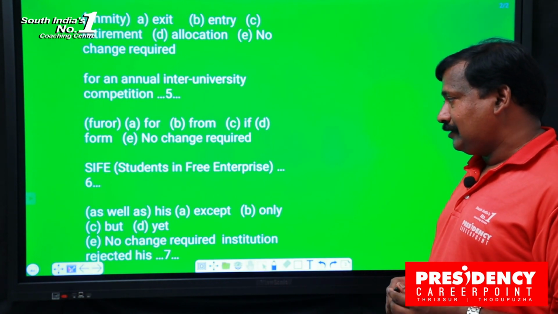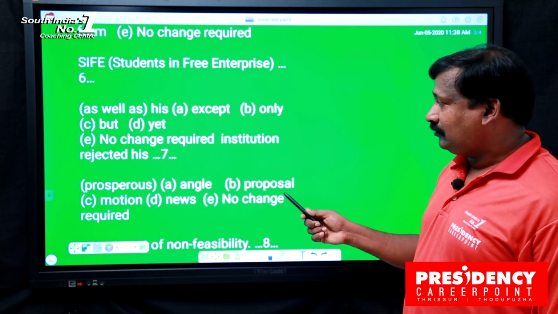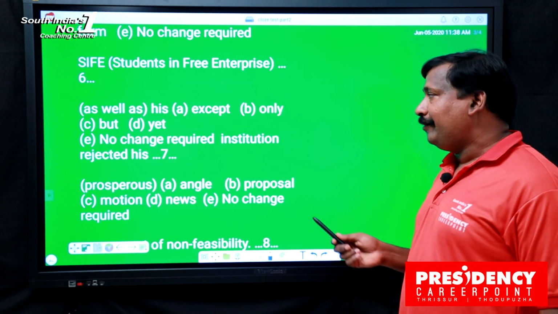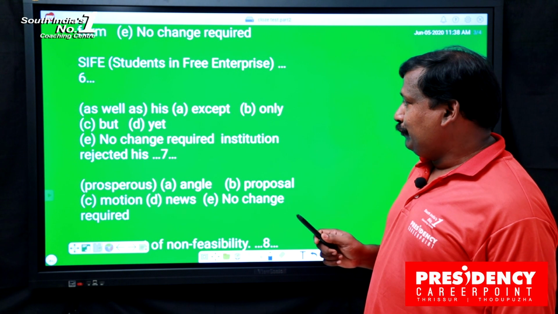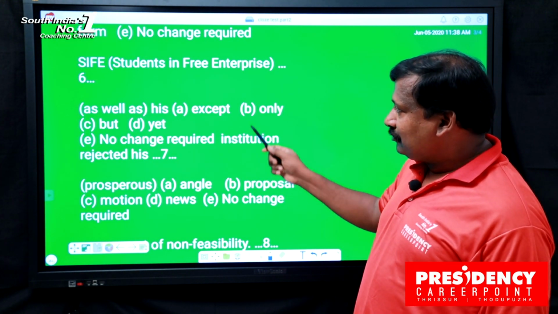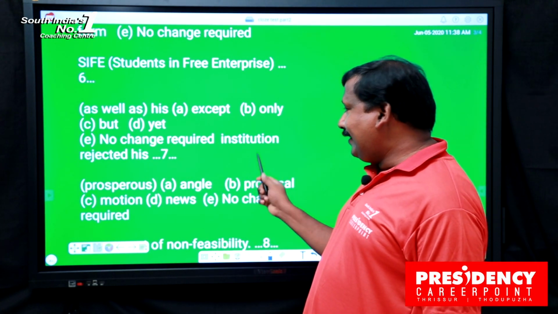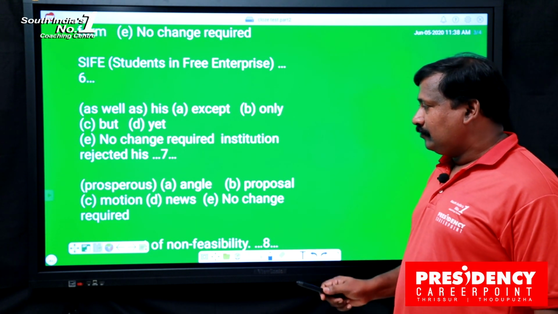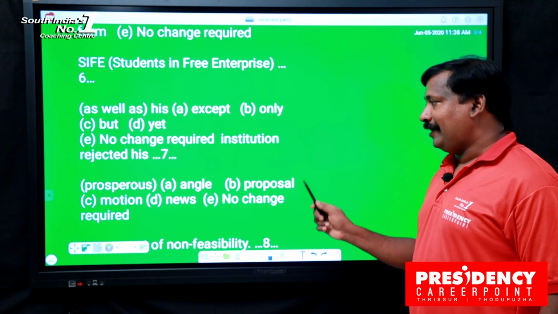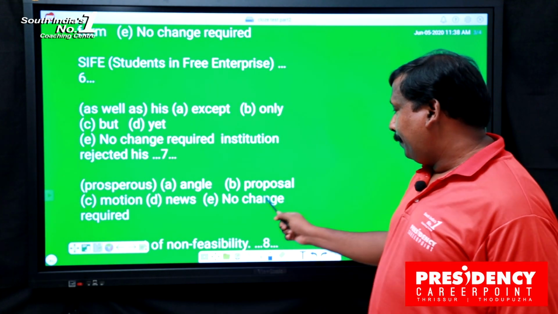For SIFE means students in free enterprise. SIFE, students in free enterprise, blank, the institution rejected blank. Two options here. For SIFE, students in free enterprise, here a contradiction is mentioned. So the right option should be, but the institution rejected his proposal. So the right option would be, among these five, rejected his proposal.